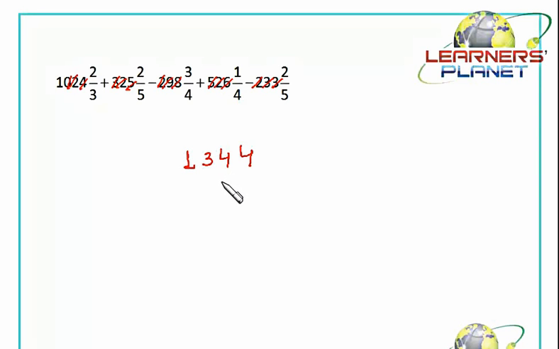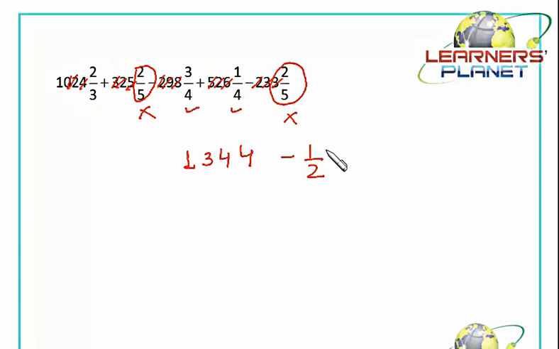Now let's see the fractional calculations. Here I'm having 2 by 3, 2 by 5. This is positive 2 by 5 and this is negative 2 by 5. So both of them will be cancelled. Now this is negative 3 by 4 and this is positive 3 by 4. So what will we be getting? Minus 2 by 4, that is minus half.